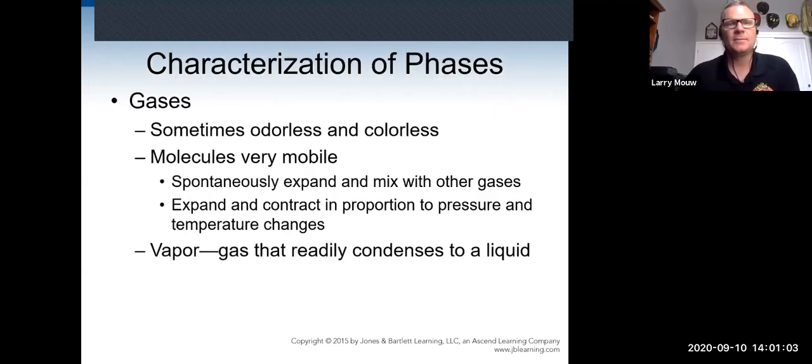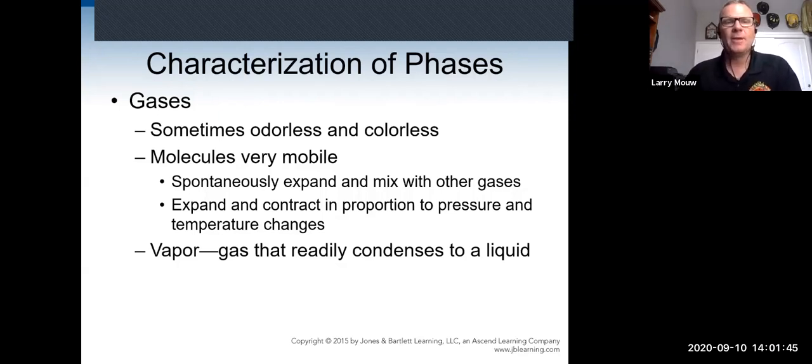As we look at gases, they're sometimes odorless and colorless, but other times they may have an odor, they may have a color. Their molecules are very mobile. Gases are usually at a higher temperature than their solid or liquid phases, and so they're moving around all over the place. All those atoms and molecules within that body are moving around. They spontaneously expand and mix with other gases, and they expand and contract in proportion to the pressure and temperature changes. So as the temperature cools down, the gas begins to contract. As the temperature heats up, the gases begin to expand and they move a lot more.